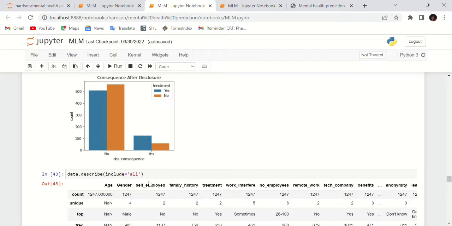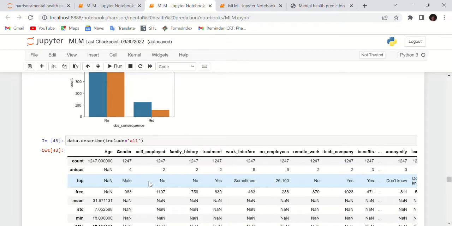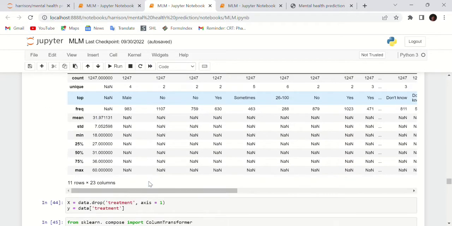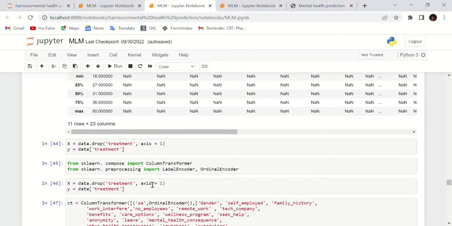Now, descriptive analysis. It is used to study the basic statistical features of data. We can achieve it using the describe function, which describes the data. We can understand the unique, top and frequent values of categorical values. Handling categorical values.